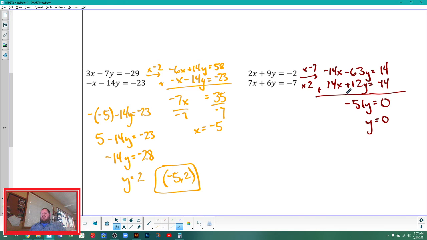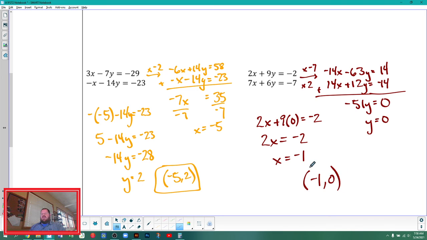I would heavily recommend not picking one of these two equations. Let's go ahead and pick one of the other ones. 2x plus 9 times 0. Oops, wrong order there. 9 times 0 equals -2. 9 times 0 is 0. So 2x is equal to -2, which tells me x is equal to -1. A lot of work to get a pretty simple answer.